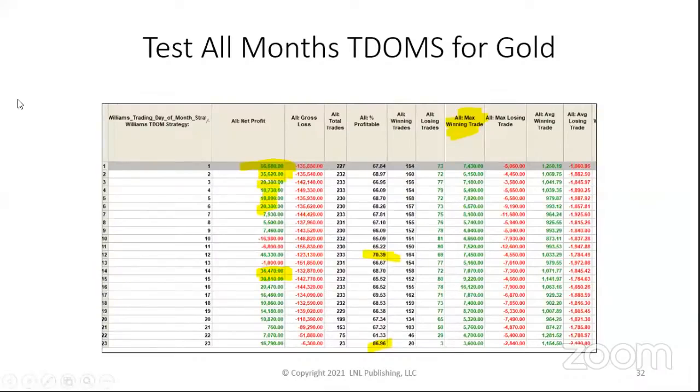So all trading days, trading for the last 20 years in gold, the best trading day in terms of dollars has been buying gold on the first trading day of the month, which has made $56,000. Accuracy is not great at 67%.